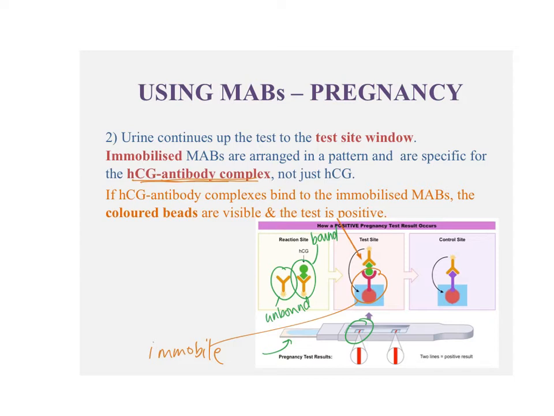Now, as you can see in the difference between the reaction site and the orientation of the monoclonal antibodies at the test site, you might have noticed that the fluorescence or the coloured bead is now facing upwards. That fluorescent or coloured bead pointing upwards gives us the visible line. And it's this line that tells you whether you are pregnant or not.